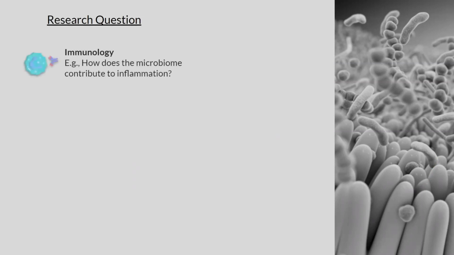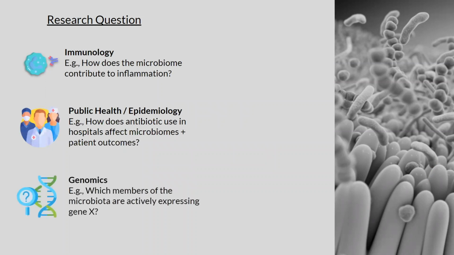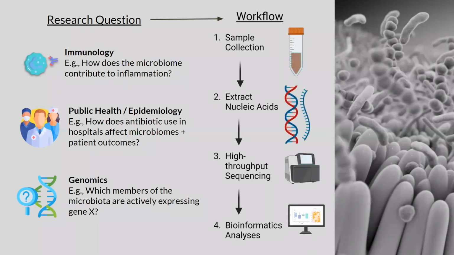So let's say you are working on a microbiome-based project. The project is going to begin with a research question, and this research question can come from a variety of different fields. So your research question might be based on immunology. It might be coming from a public health perspective, or it might be part of a genomics project. When it comes to the actual workflow, there are several main steps. These were the ones I used in my project, and they also require mixed skill sets.